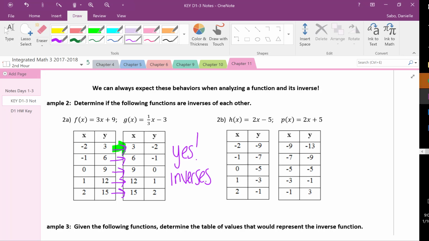Let's look at 2b. Let's look at the first one. Do these perfectly switch with each other? No, look. The 9s do, but don't circle that. I would actually rather you circle the -2 and the -13. They're different. They're not the same. Okay, they didn't switch perfectly, so no, not inverse.